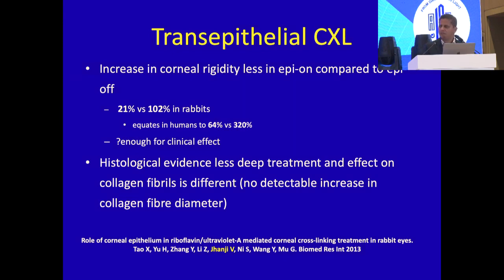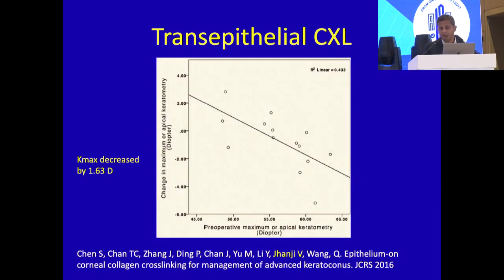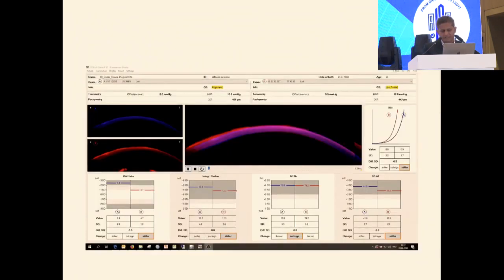As I mentioned, there are advantages of leaving the corneal epithelium on, but we've shown in animal studies and now in human studies as well that with transepithelial cross-linking, the flattening effect is not great unless you have a very steep cornea. So we repeated the same study in transepithelial cross-linking and found that if you have a steep cornea, you can still get adequate effect of cross-linking.